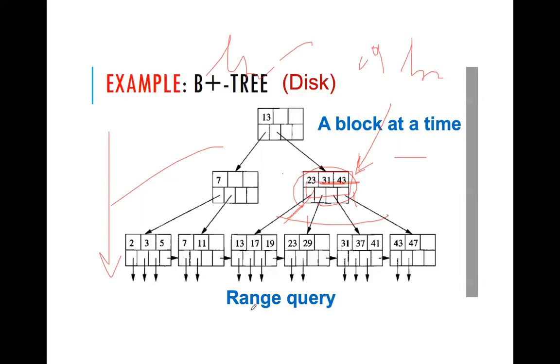Another change is that you can do range queries. So you can go to here and say, I want to find all elements from 11 to 41, and then you can just follow this to 41. So this search cost is log n. After that, there are how many elements you want, n. It's log n plus n.